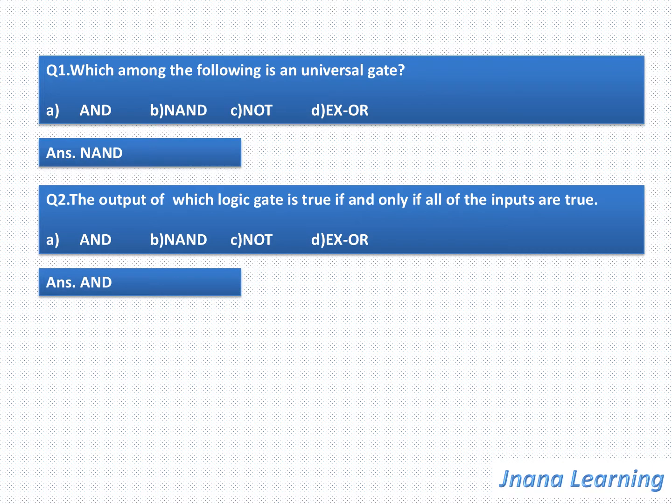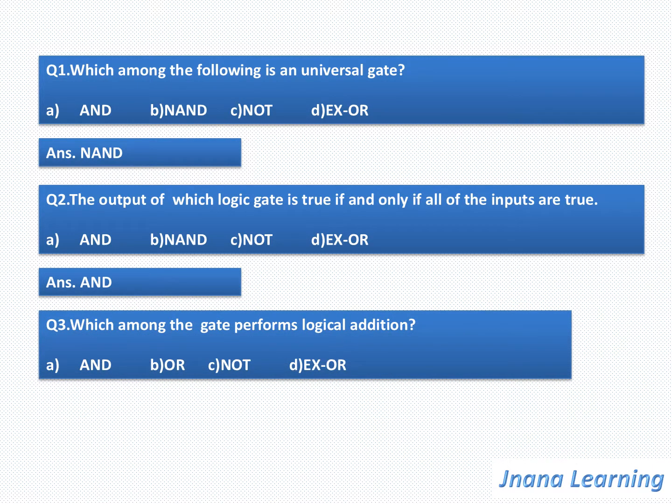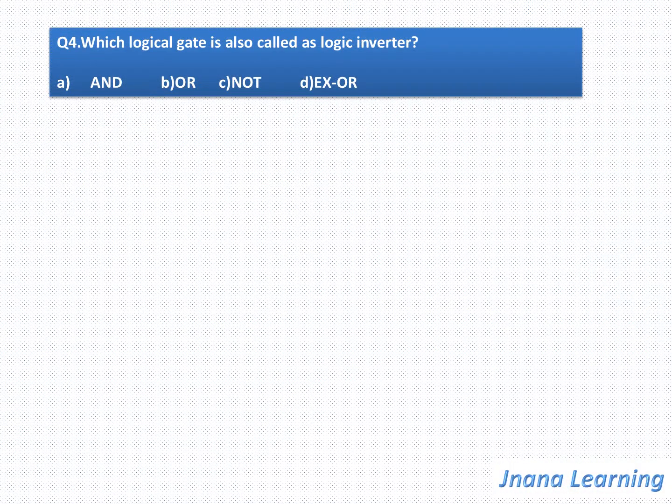Question number 3, which among the gate performs logical addition? Options: AND gate, OR gate, NOT gate and XOR gate. Correct answer is OR gate. Question number 4, which logical gate is also called as logic inverter? Options: AND gate, OR gate, NOT gate and XOR gate. Correct answer is NOT gate.